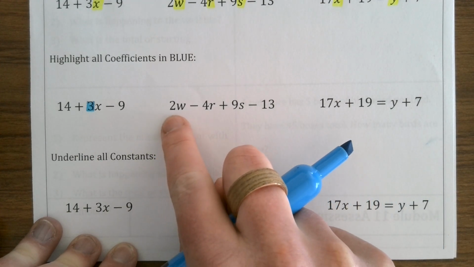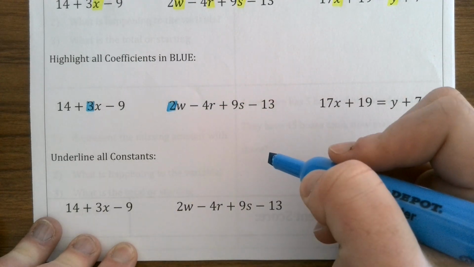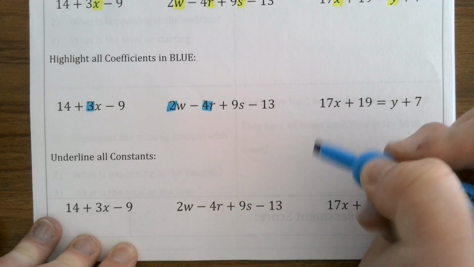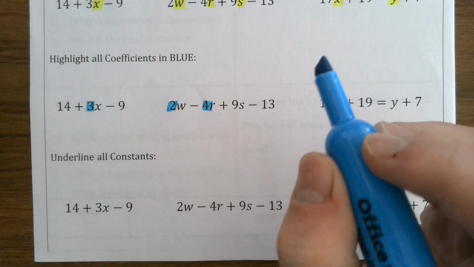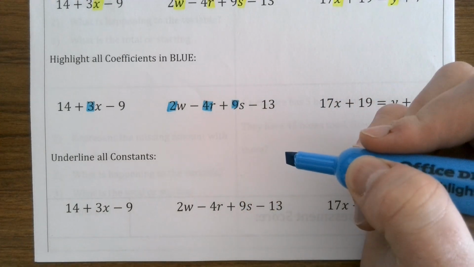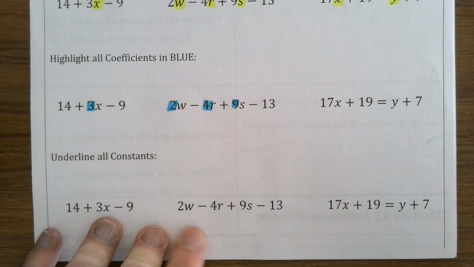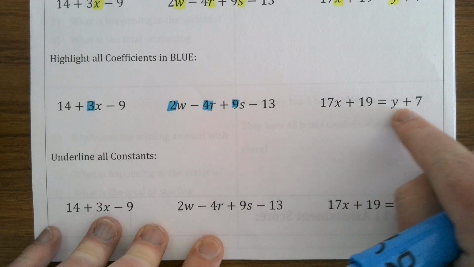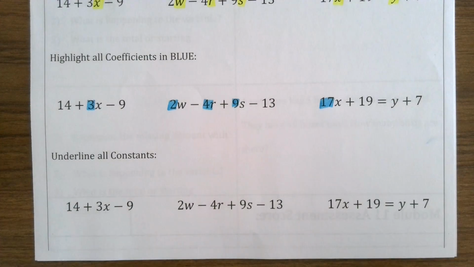Next, we have 2w. We have a number attached to a variable. 2 is a coefficient. Minus 4r. 4 is a coefficient. I kind of highlighted the r too on accident. And then we have plus 9s. 9 is also a coefficient. So we highlighted all of the numbers that are attached to our variables. Lastly, we have 17x plus 19 equals y plus 7. Here's our coefficient. 17 is attached to the x.